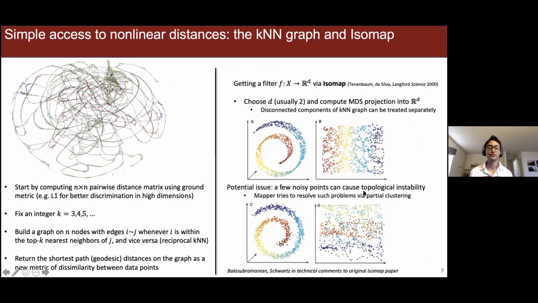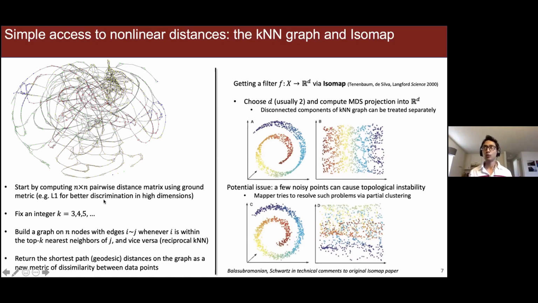The way this construction proceeds is as follows. You start with an n by n pairwise distance matrix using the ground metric that you're given. You fix some integer k, and then you build a graph on your n nodes with an edge between any two nodes whenever these nodes are among the top k nearest neighbors of each other. And this gives you access to a new distance matrix comprising the geodesic distances between the points on the graph.